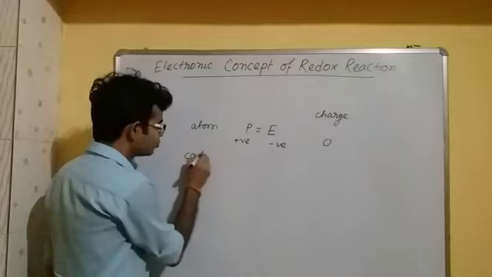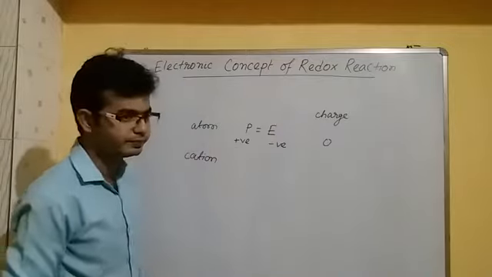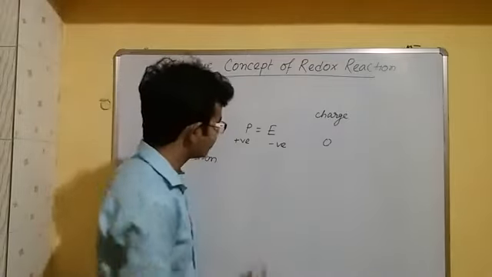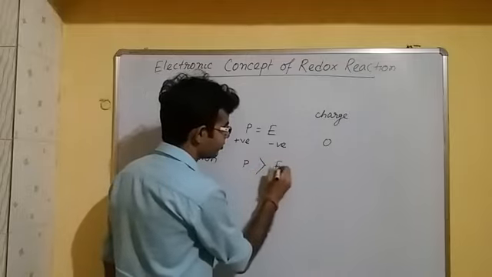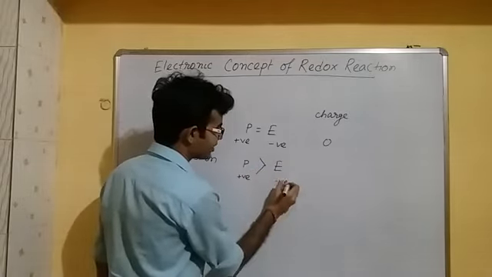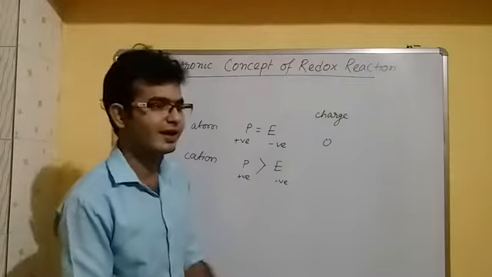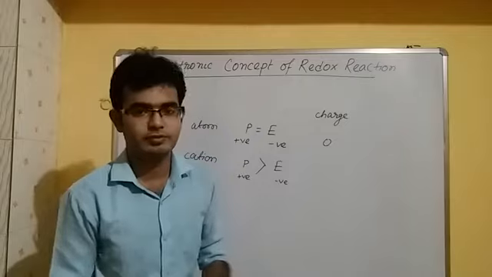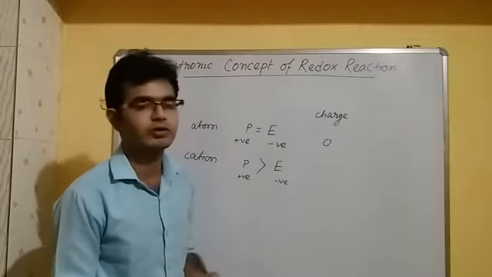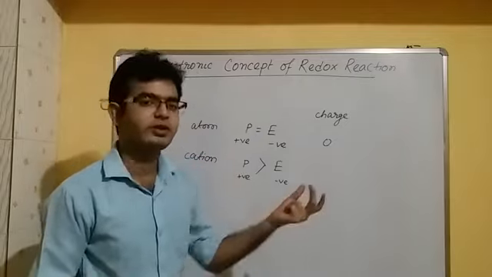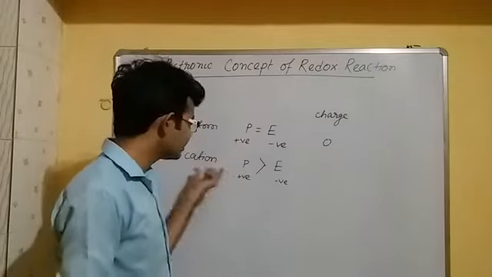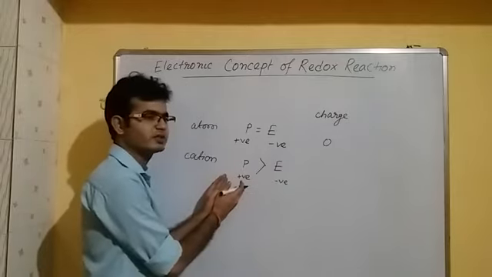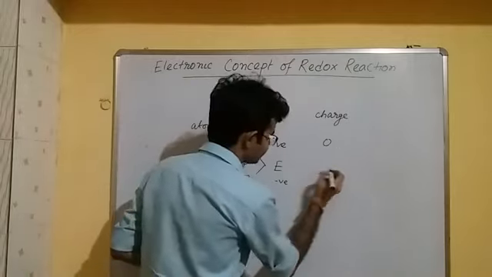When an atom loses electron, it will form cation. Means as it loses electron, the number of protons will be more than the number of electrons. Suppose one atom contains 11 protons and 11 electrons. If it loses one electron, the number of protons will be 11 and the number of electrons will be 10. So the number of protons must be greater than the number of electrons in case of cation. As the positive charge is more, it will be positively charged.